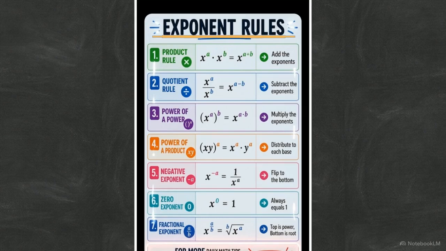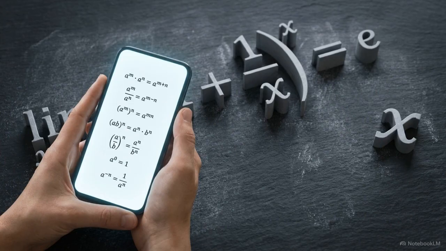This infographic displays all 7 exponent rules gathered in one place, ranging from the product rule down to fractional exponents. Screenshot this master list. By systematically applying these 7 distinct laws, you can begin to reduce complex exponential terms into their simplest possible forms.